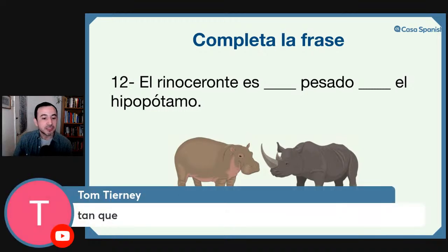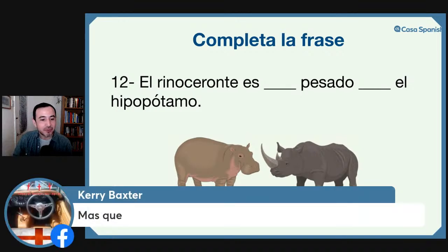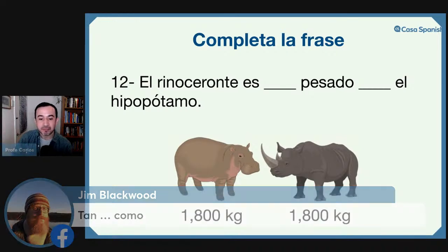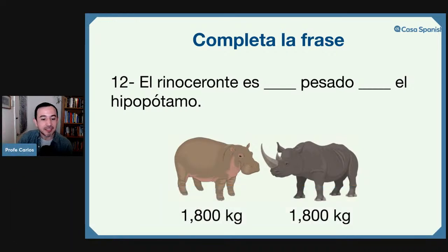Tenemos Tom que nos dice tan pesado que. Carrie: más que, el rinoceronte es más pesado que el hipopótamo. And we have Jim saying el rinoceronte es tan pesado como el hipopótamo. Okay, good. Let's see the answer together. And the answer is, el rinoceronte es tan pesado como el hipopótamo.